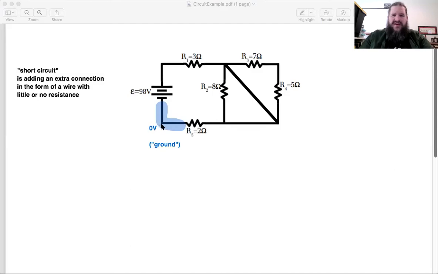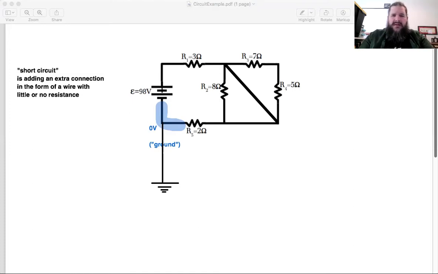Traditionally, that means this point is connected to a wire that goes deep underground, which forces it to be at the voltage of the ground. But ground is often used as an alternate term for the location that's 0 volts. And if you see a symbol that looks like a wire with parallel bars that get smaller and smaller, this is the symbol for ground. This symbol just means that this point is at 0 volts.